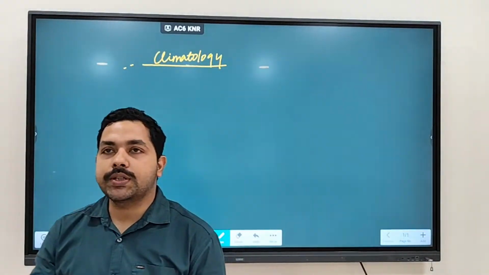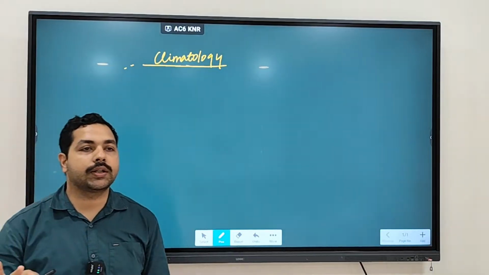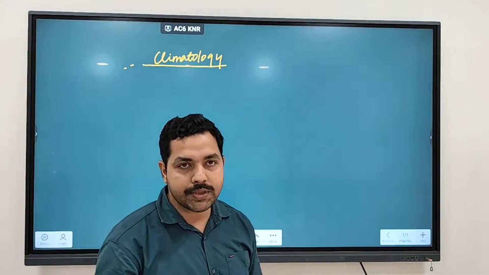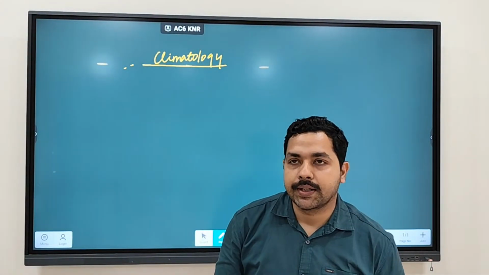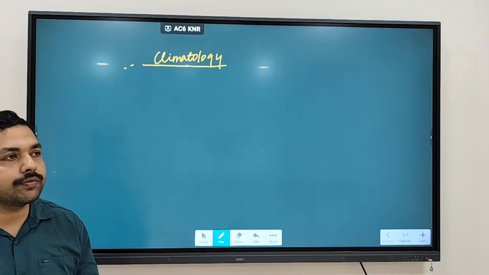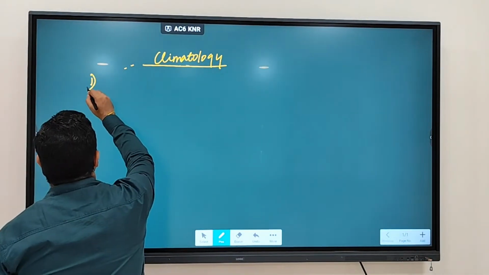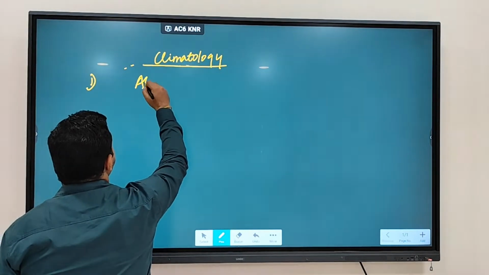Then we shifted towards theories: convectional current theories, continental drift theory, paleomagnetism, seafloor spreading and plate tectonics, and finally lakes and plateaus. This is the part we have covered in geomorphology. Now we'll start with climatology. The first topic in climatology that we are taking up is the atmosphere.